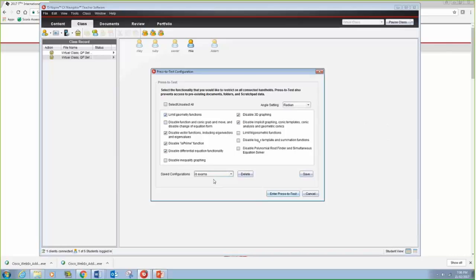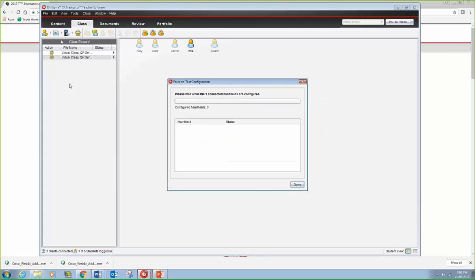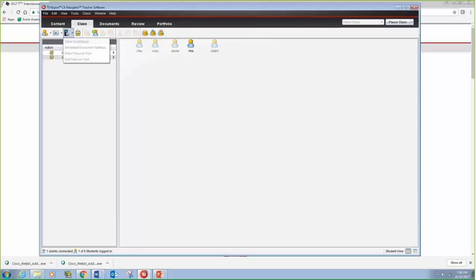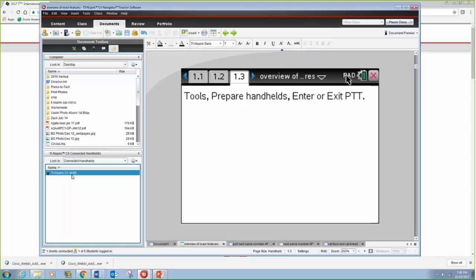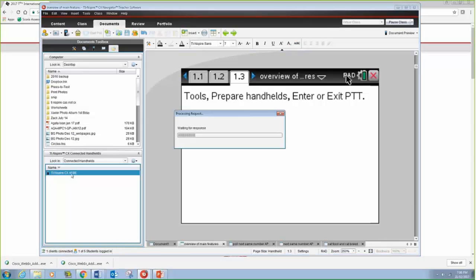So I will try just to do it live. We go to enter Press2Test, and then I go to my documents and press here, so I can see this calculator, which is now getting into Press2Test mode. It might take a second because, as you know, it takes a while to get into Press2Test mode, but this is how easily it can be done.